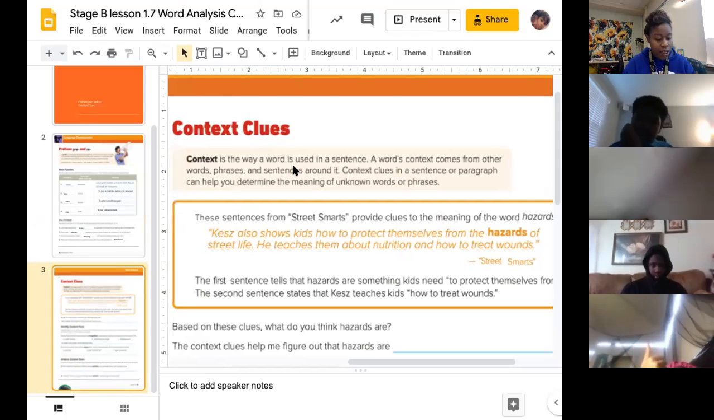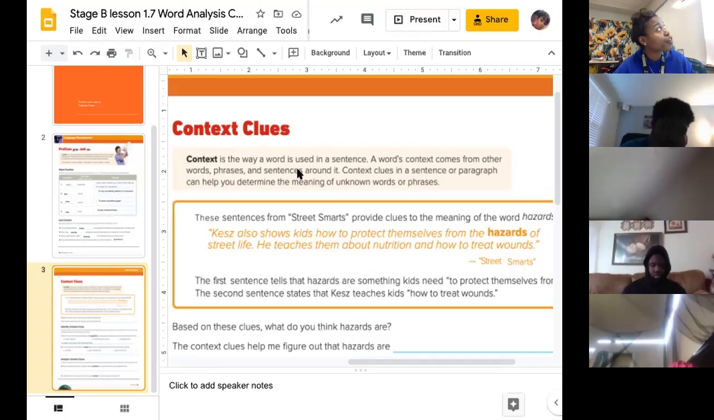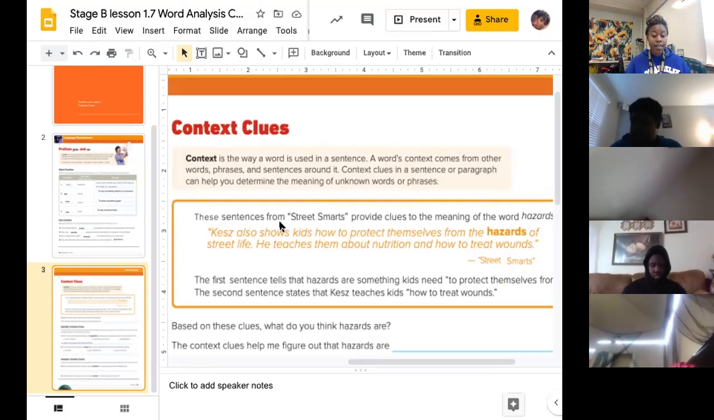All right. So context clues. Context is the way a word is used in a sentence. A word's context comes from other words, phrases, and sentences around it. Context clues in a sentence or paragraph can help you determine the meaning of unknown words or phrases. So that's basically just reiterating what I just said, okay? You're going to use the words around the unfamiliar word to help you figure out the meaning of it. All right, so let's look at these sentences here. So this sentence is from Street Smarts, and it provides clues to the meaning of the word hazards. Micah, can you read that sentence for us, please? Starting with Kez also.